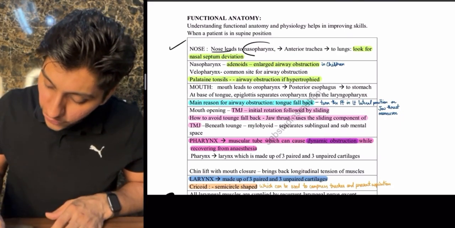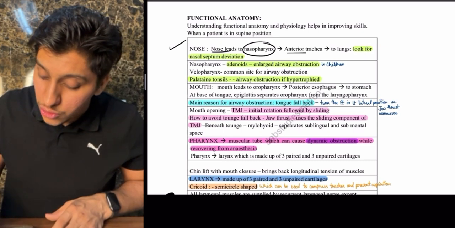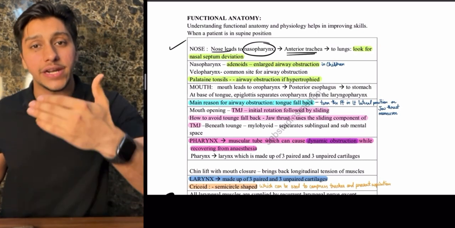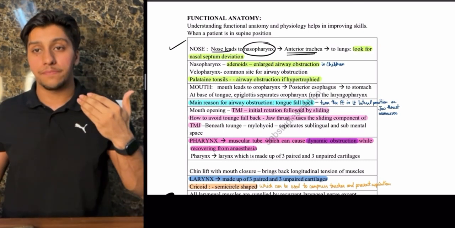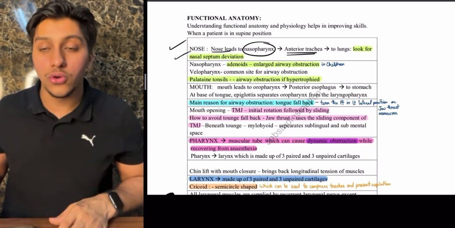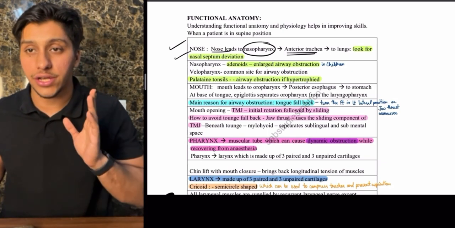The nose leads to a nasopharynx. Okay, and from nasopharynx it goes to the anterior trachea. Remember, trachea is in the anterior part and esophagus is the posterior part. Okay, and whenever you see the nose, always check for any nasal septal deviation is there or not.